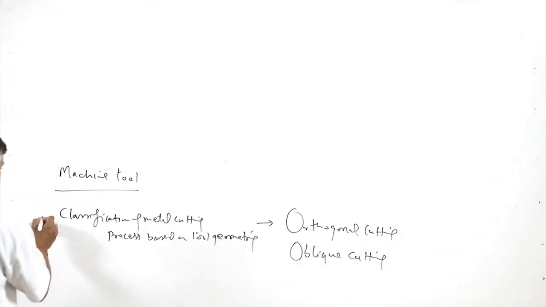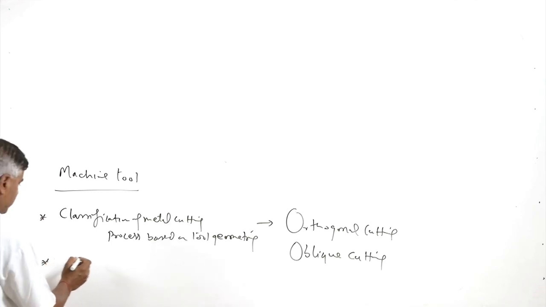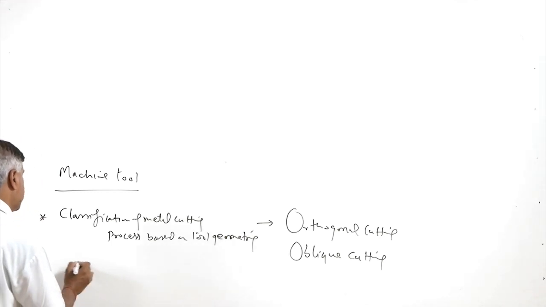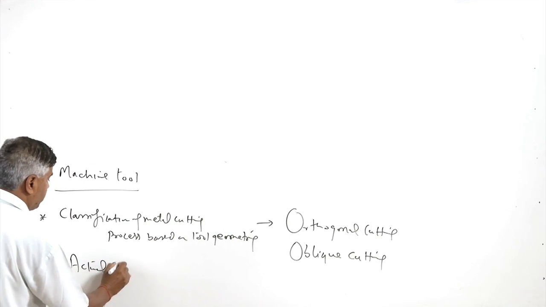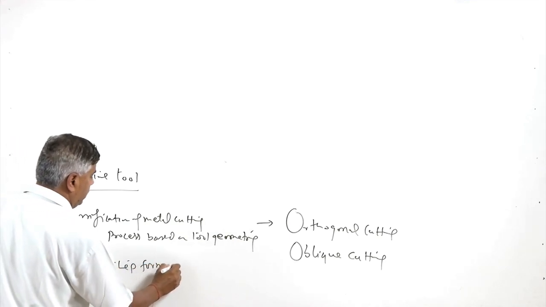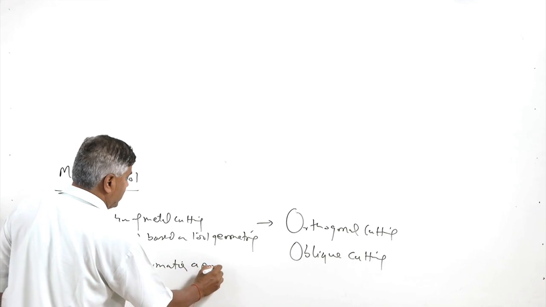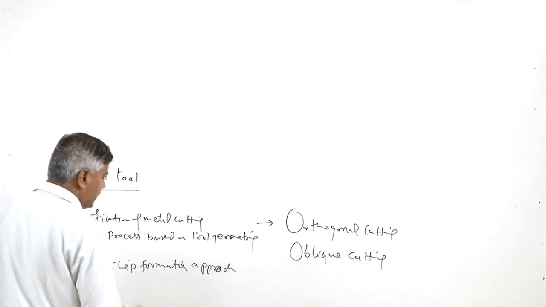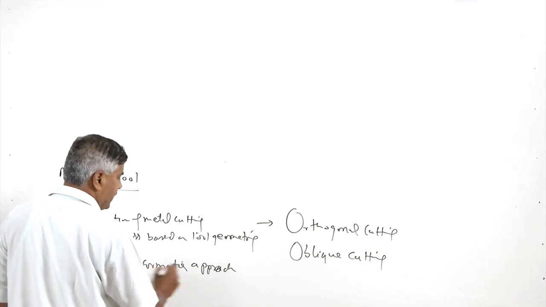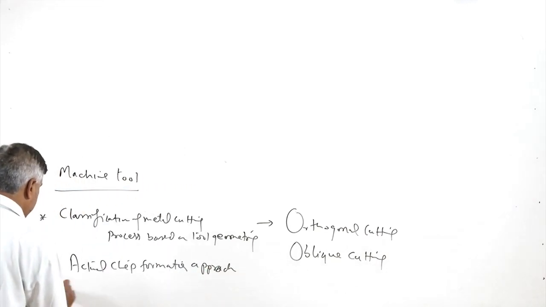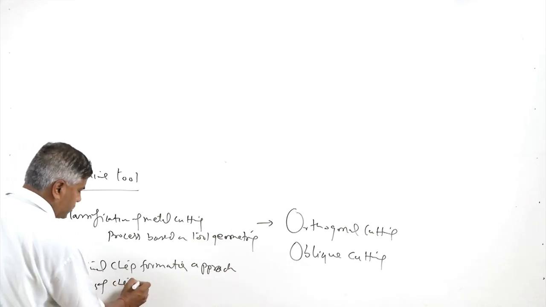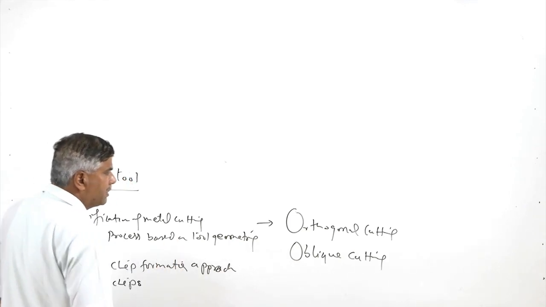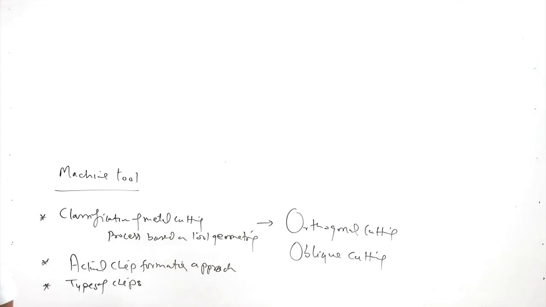Another aspect we will talk about in this presentation is the actual chip formation approach, or mechanism, which slightly differs from the ideal approach we talked about in the last presentation, and then the different types of chips which are produced during metal cutting.